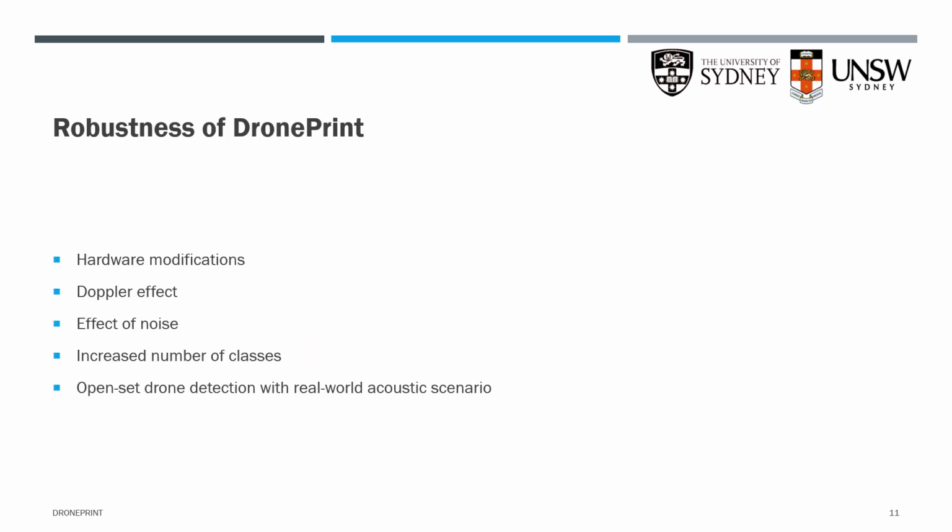We have also evaluated the robustness of the DronePrint system. Specifically, we have tested hardware modification, Doppler effect, noise, and an increased number of classes. Lastly, we also evaluated DronePrint with real-world sound samples for detection purposes. In short, DronePrint is able to deal with all of them fairly well, with minimal to no impact on detection and identification performance, details of which can be found in our journal paper.